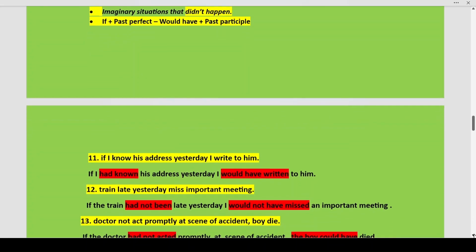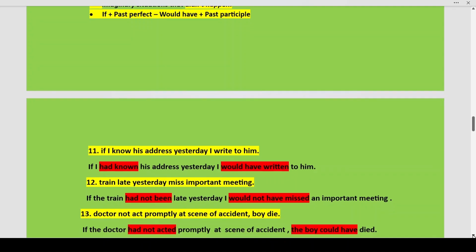12. Train late yesterday, miss important meeting. If the train had not been late yesterday, see, past perfect, had not been, I would not have missed an important meeting. Would have becomes would not have. Okay, and past participle of miss is missed.